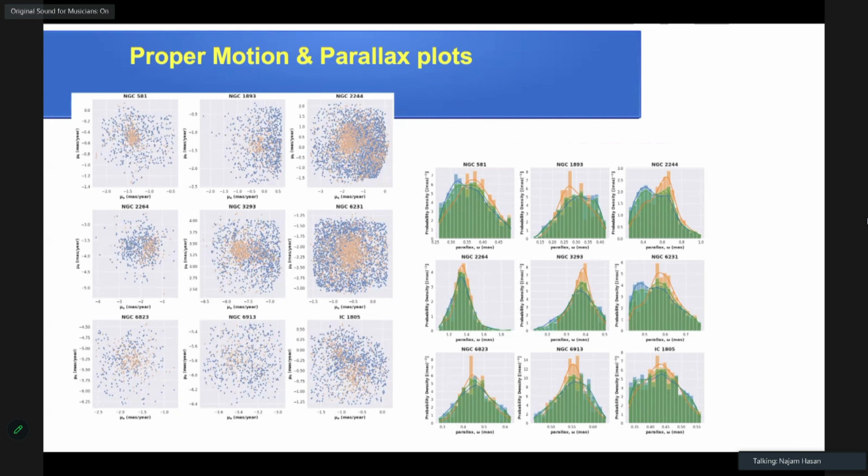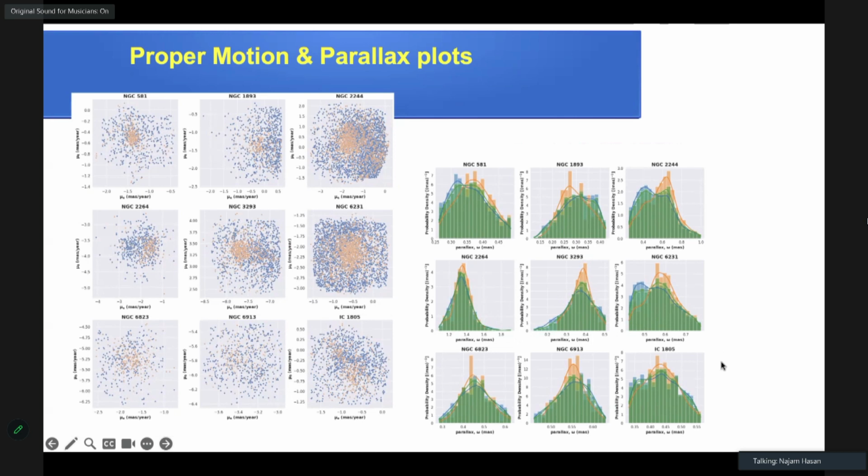So we are going to the lower end of the magnitude diagram. We can see from these plots, for all the 9 different clusters which we studied, that we are getting many more stars than Cantat-Gaudin got, and we could even get the outer regions of the cluster as well. On the right hand side, we have histograms of the parallax. The orange curves are the Cantat-Gaudin ones, the blue ones are the members which we derived, and the green is a combined one.